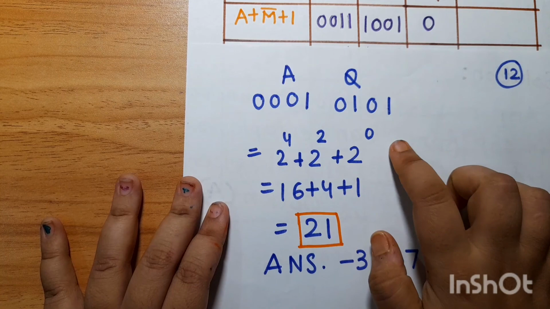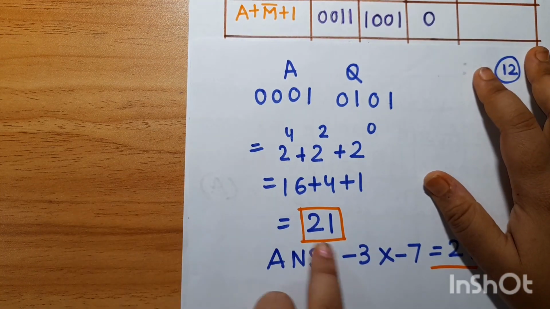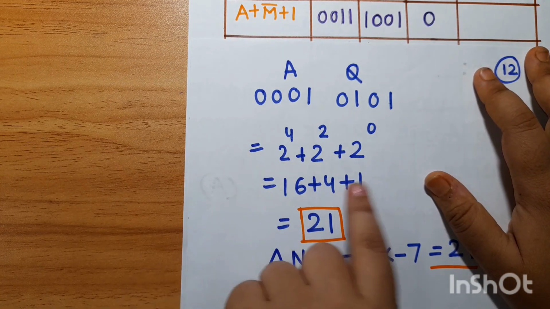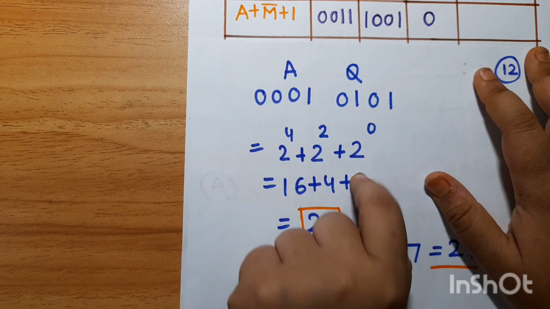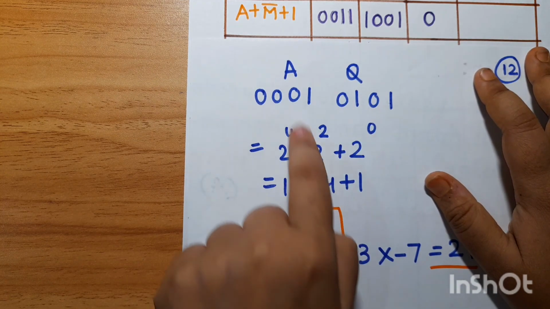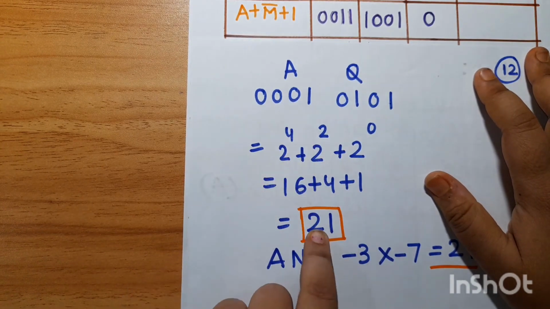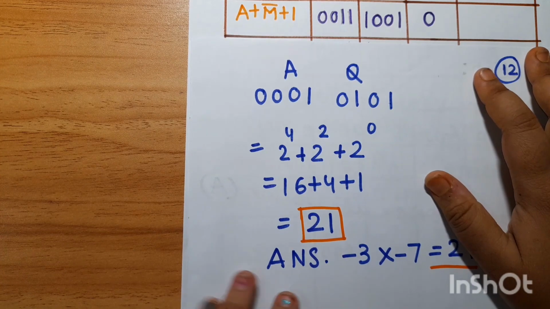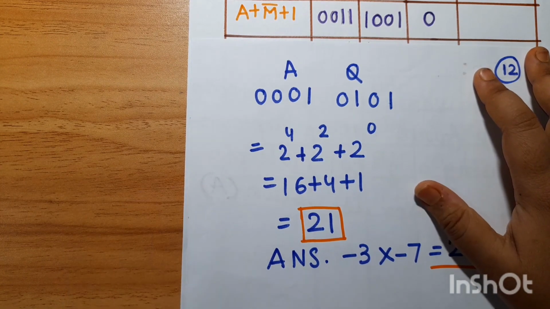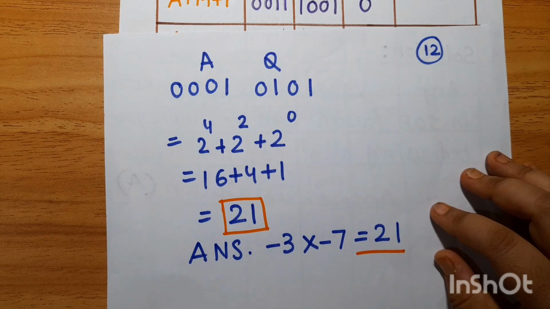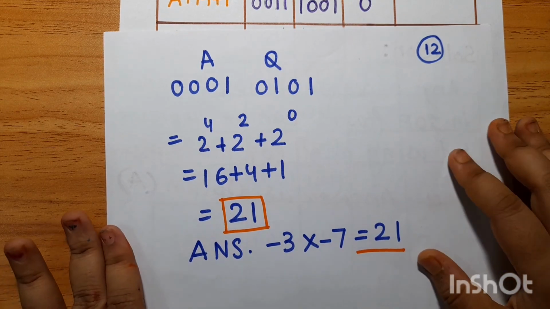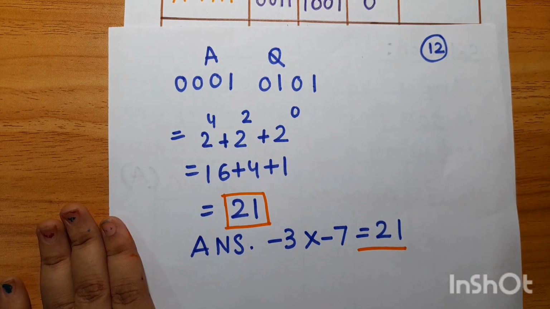So the binary value of this is coming as 2 raised to 0, 2 raised to 2, 2 raised to 4. On adding them up, I am getting the value 21. Okay. So the answer is minus 3 multiplied by minus 7 is equal to 21.